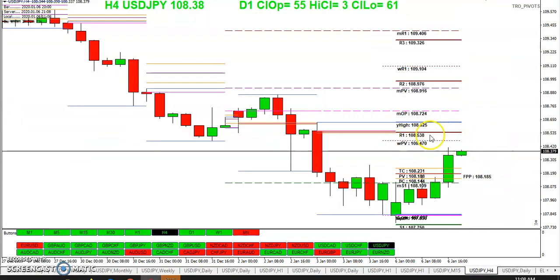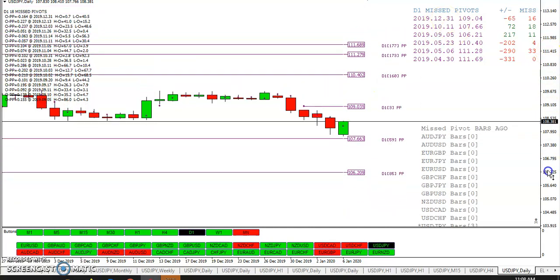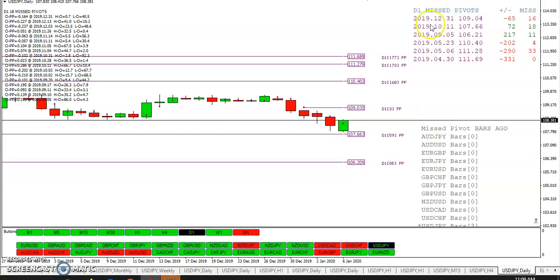On the pivot, I called out the daily pivot yesterday. I believe we were somewhere down here when I called it out, and we're now trying to approach that weekly pivot. Look to take out that pivot. Okay, we still have that missed pivot right here from December of last year. And, you know, we've got a few missed pivots, wondering if they'll get taken out.